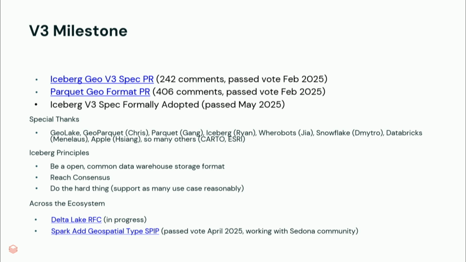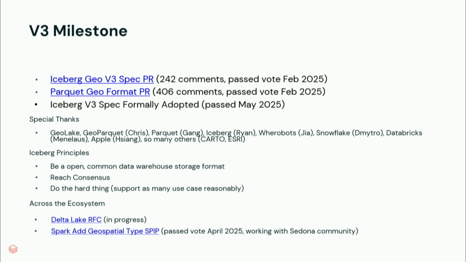We have some ripple effects after Iceberg adopted this spec, because now it's the first door, I think, into the wider big data ecosystem. Delta Lake has an RFC from a few days back about adding a geo type to that. And Spark had the SPIP to add a geo type, working with the Sedona community. So I think a lot more open source projects will start to adopt it after Iceberg has adopted this one. So I'm super excited for that. And now Zhao will talk about what you can do with this.